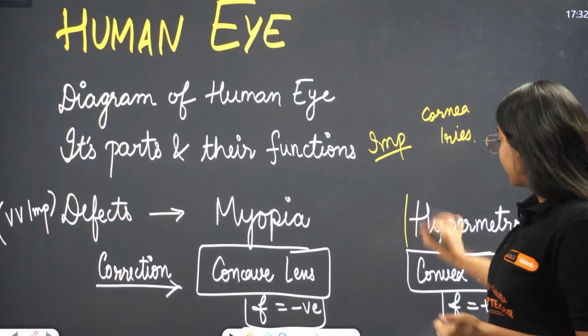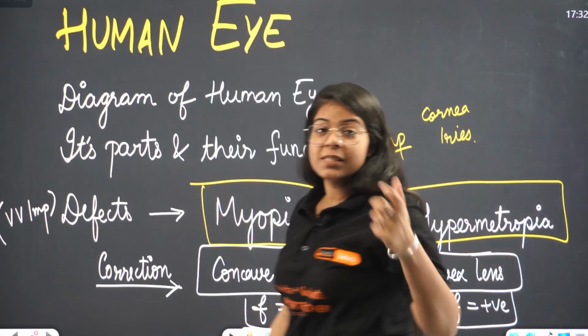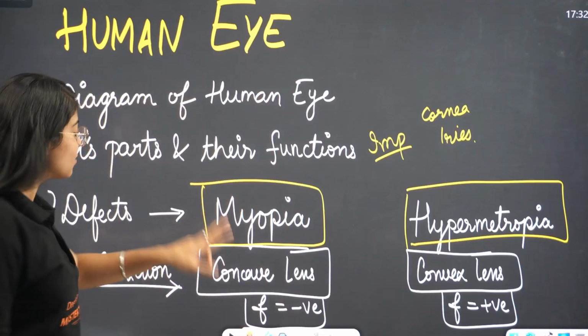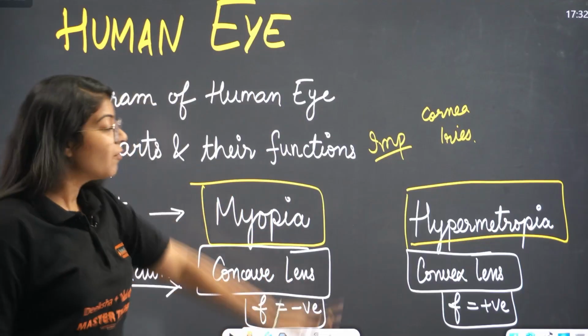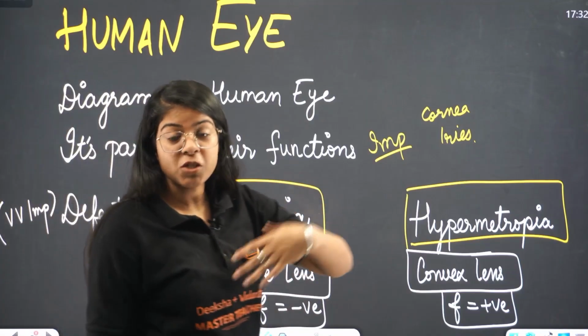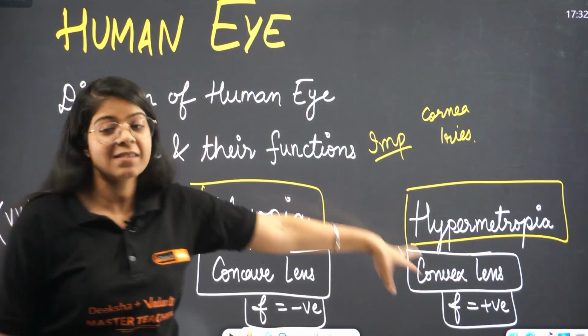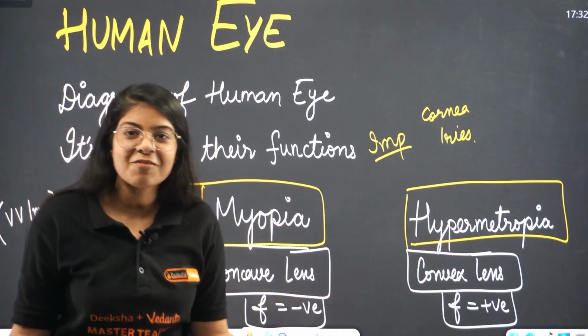Myopia and hypermetropia, we have two kinds of defects. Now myopia, you can see nearby objects clearly but cannot see faraway objects clearly. To correct this, we use a concave lens, which has a focal length with a negative sign. For hypermetropia, you cannot see nearby objects clearly but can see faraway objects clearly. For its correction, we use a convex lens whose focal length is positive. Understood? Less than 5 to 6 minutes.